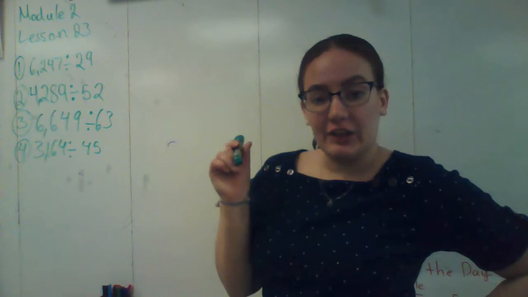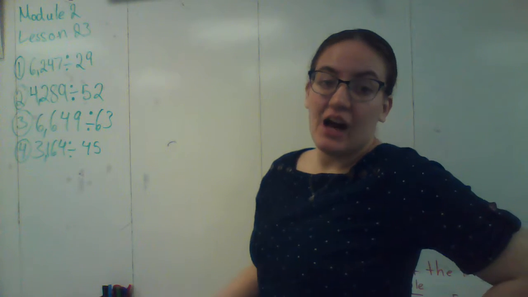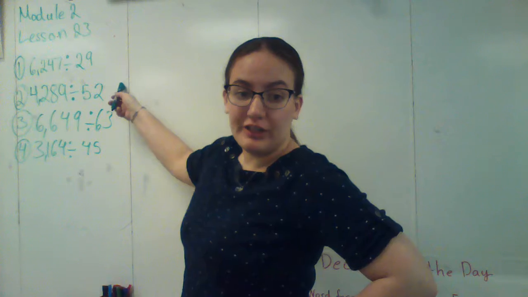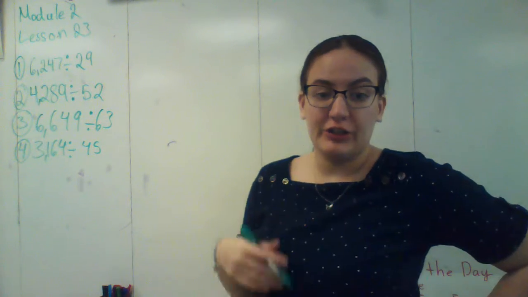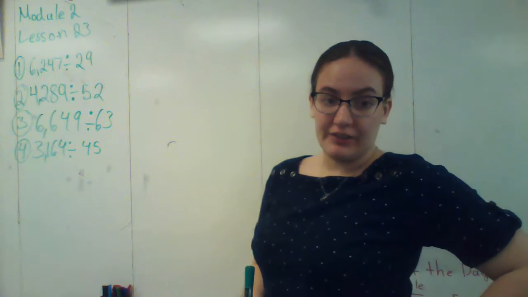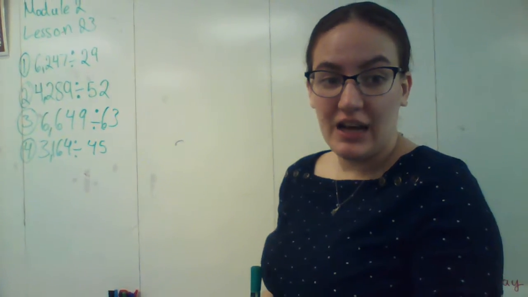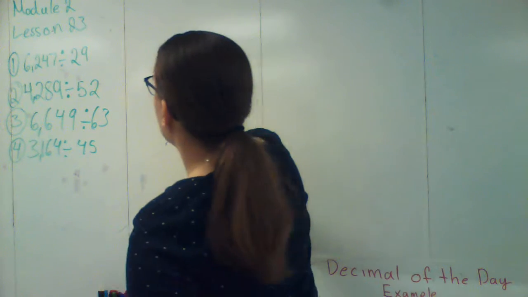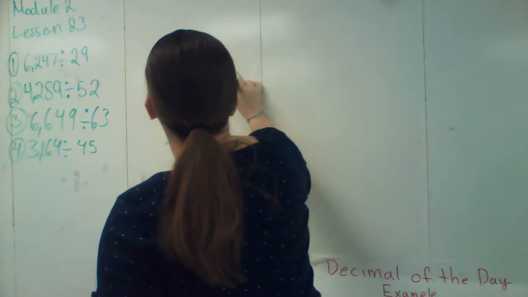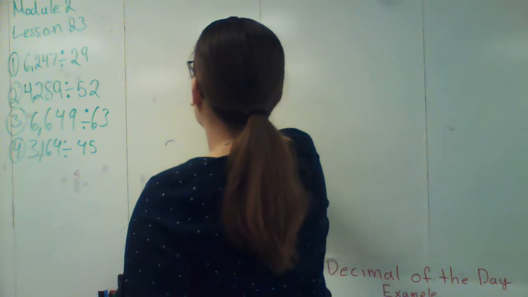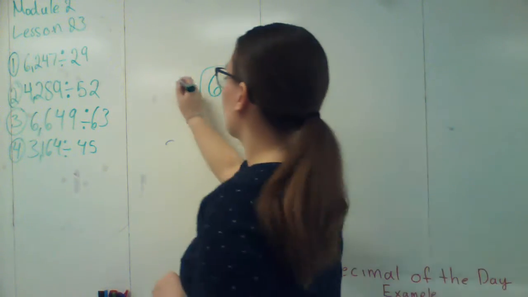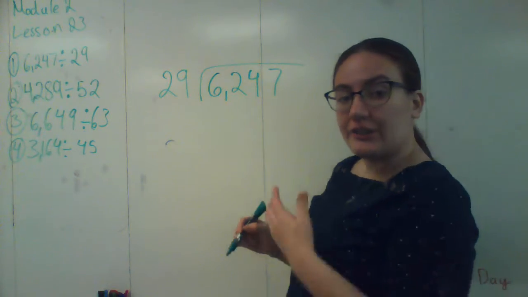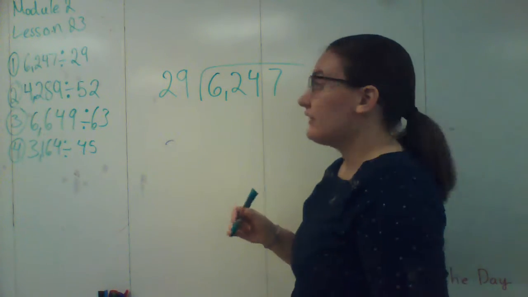Please make sure that you're following along either on your desk or in a notebook. For the first problem, you're going to follow along with me, and then the rest of these problems you are going to try on your own and then fix after you watch the video. So let's take a look at the first problem, which is 6,247. Remember that will go inside of the box. 6,247 divided by 29. For this one, I am going to be using different colored markers again because there are going to be a few different steps.